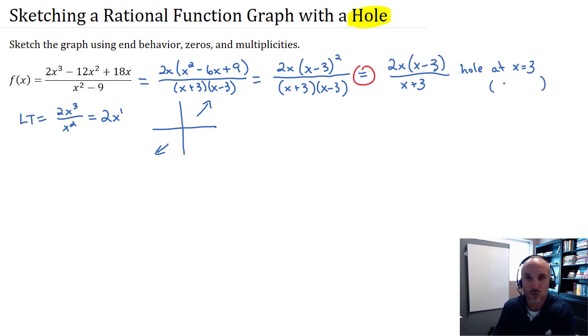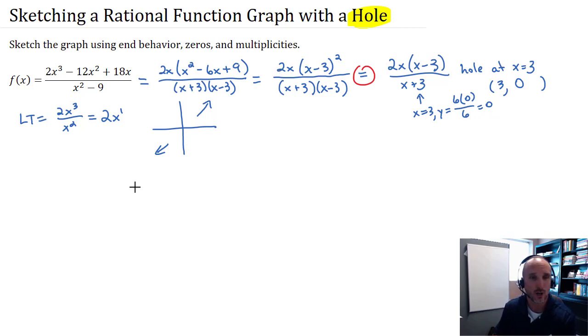If we look at this ordered pair where x is 3, and we plug 3 in there, we can get our y value. If x is 3, y is going to be 2 times 3, which is 6, times 3 minus 3, which is 0, over 3 plus 3, which is 6. Well, that reduces to 0. So we have a hole in the graph at the ordered pair (3, 0). We're going to keep track of that as we build our number line chart using all the pieces.